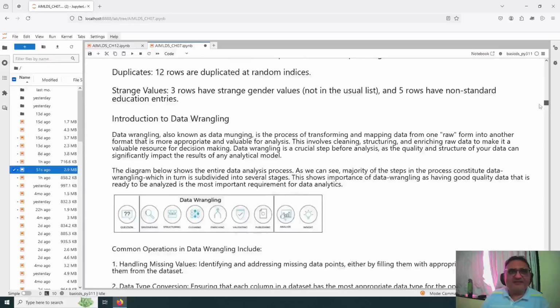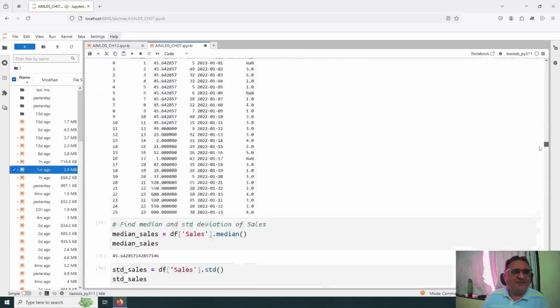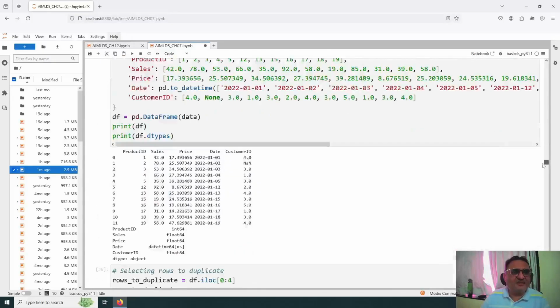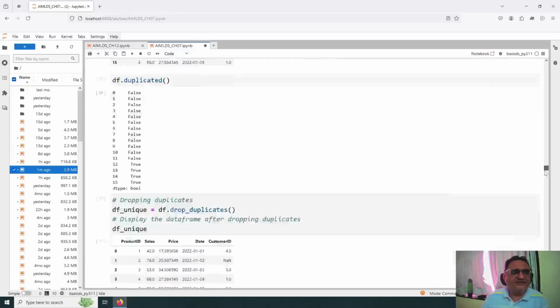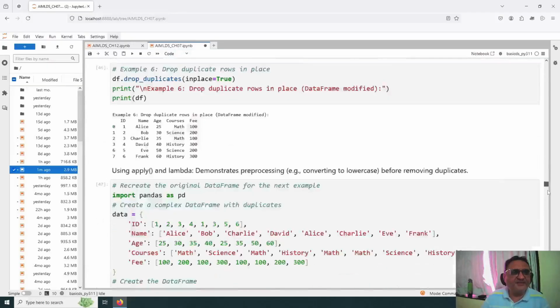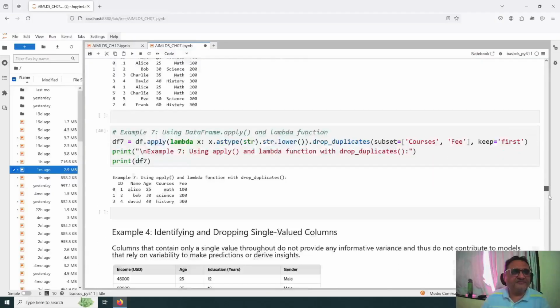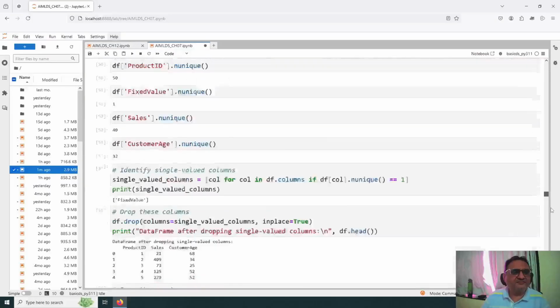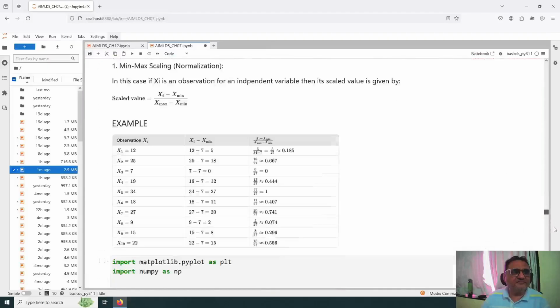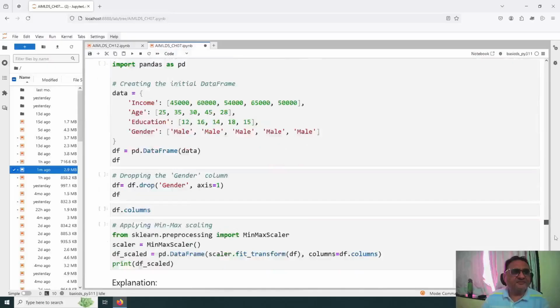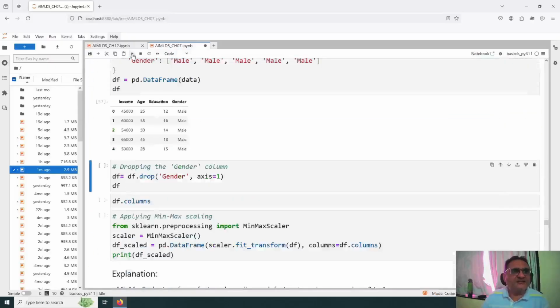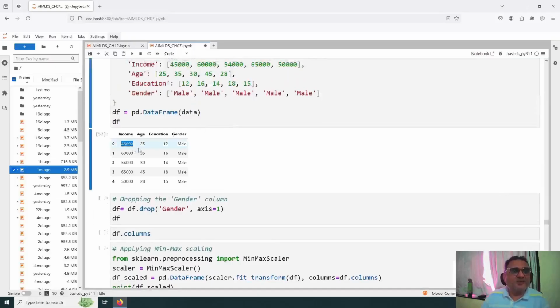So I gave in that chapter this kind of example also, that maybe you have certain columns which are supposed like this. And you can see that income varies over a very large range. It has values starting from 45,000 to 65,000, while age varies from 25 to 45 only, while education varies from 12 years of total education to 18 years of total education.